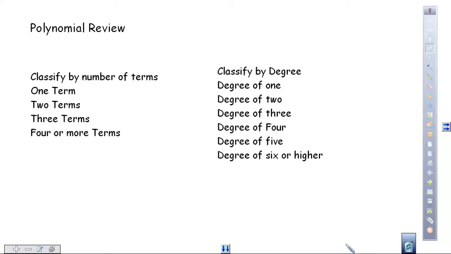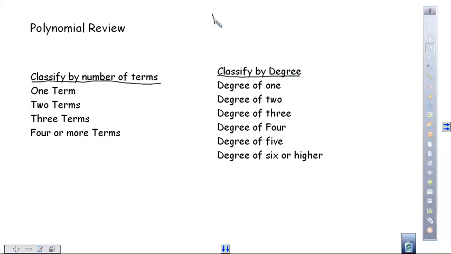Alright, so today what we want to do is a little review of polynomials because we need to remember some stuff about polynomials from Algebra 1 if we're going to be moving forward this unit. So a couple of things we want to talk about first is how can we classify polynomials, because we can classify them in a couple of different ways.